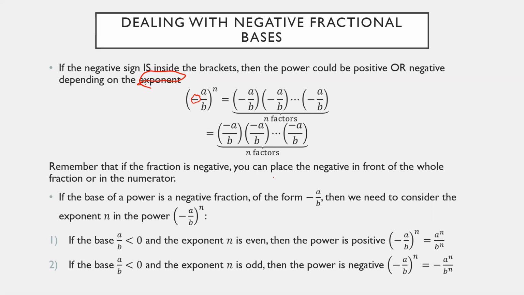What's important to remember is that if the fraction is negative and it's inside the bracket, then I really have to watch out for where it is. I need to make sure that I include that negative sign when I'm doing multiplication, right?